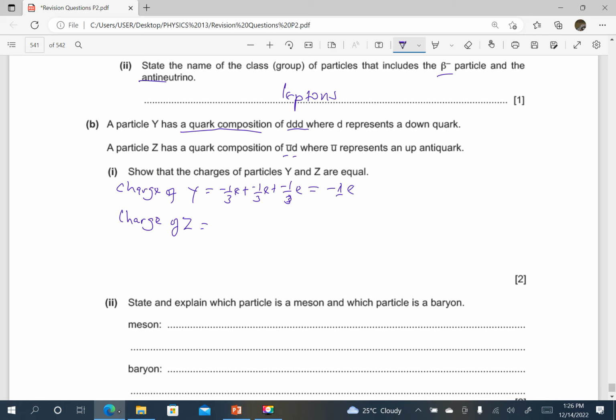And anti-up, if up has a charge of positive 2/3e, then anti-up is -2/3e. So this is going to be -2/3e plus a down quark, which has -1/3e. The LCM is going to give -3e/3, which is -1e. Hence, the charges are equal.